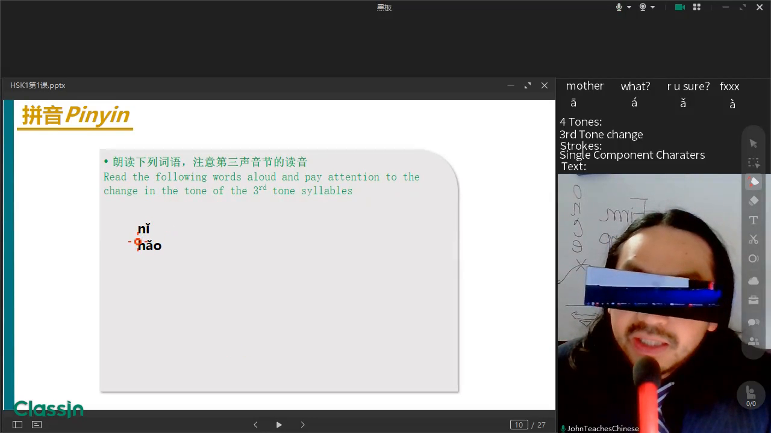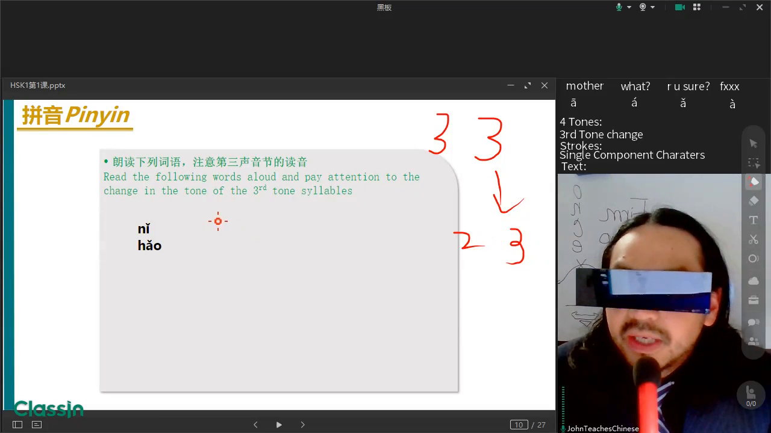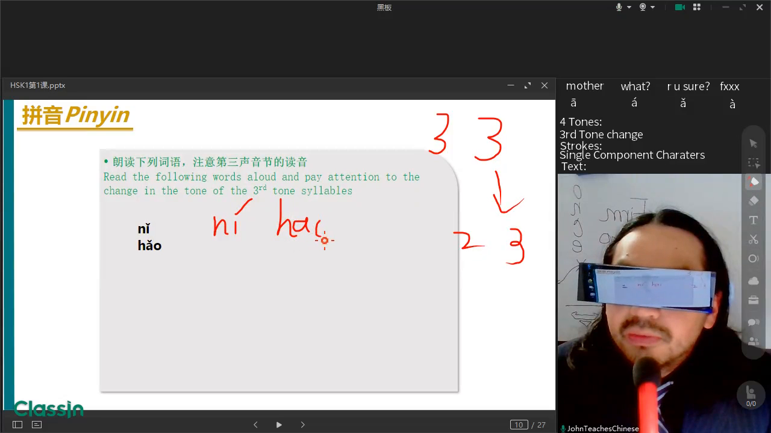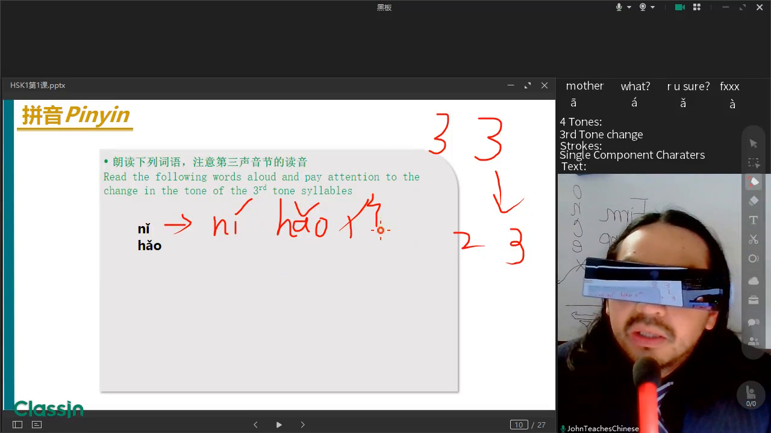How to read 你好? Isn't it a 3-3 together? So you should change it into 2-3. You change the first one into second tone, and the second, third tone remains. It becomes 你好. You good.